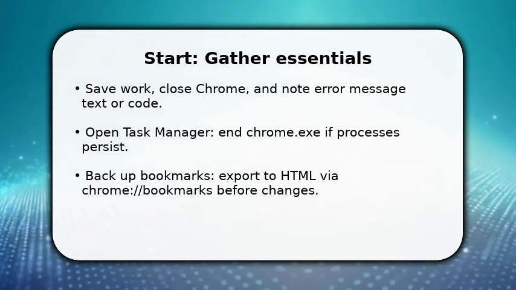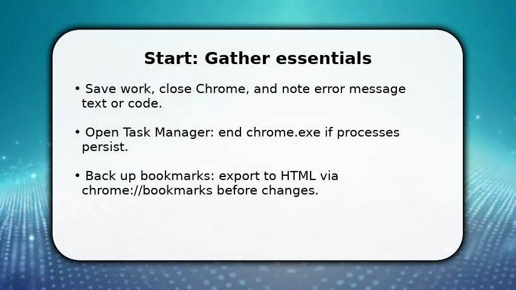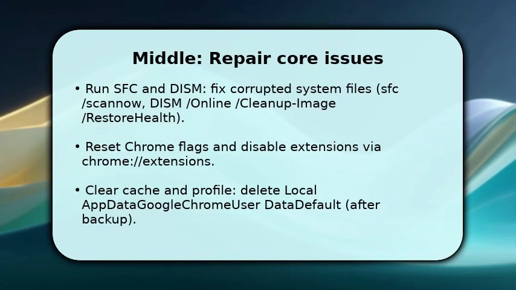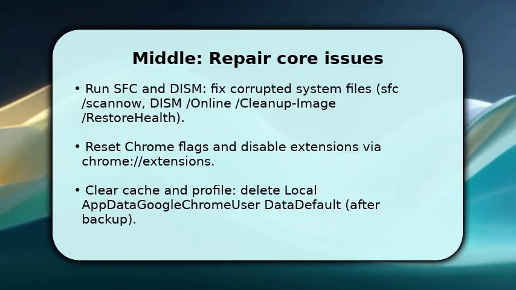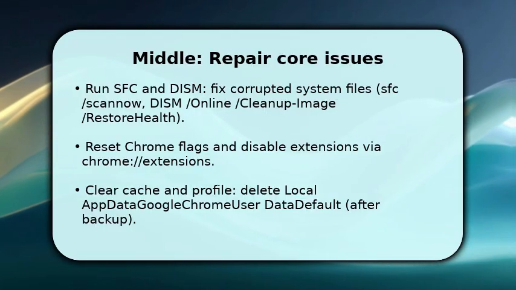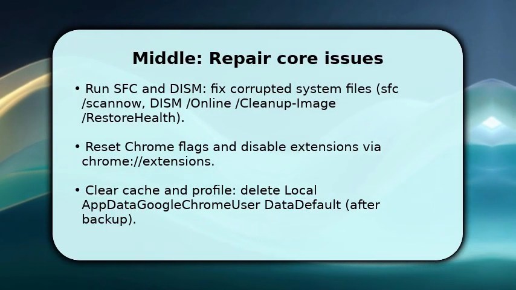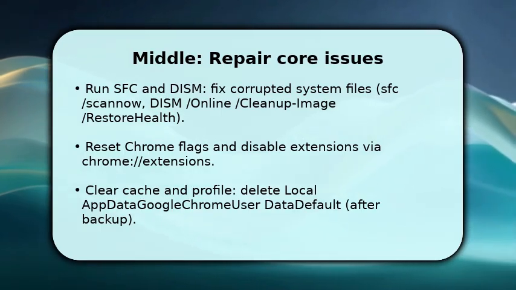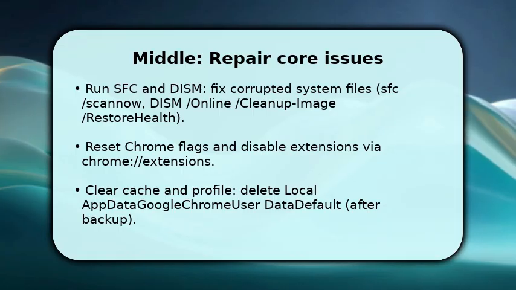You now repair both system and Chrome-specific causes. First, run sfc /scannow, then dism /online /cleanup-image /restorehealth to fix Windows file corruption that can break Chrome. Next, disable all extensions and reset chrome://flags to default. Many errors come from experimental features or bad extensions.